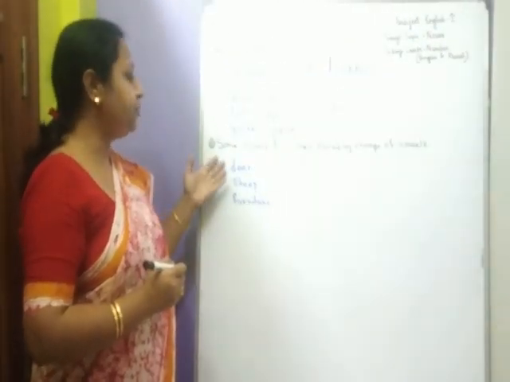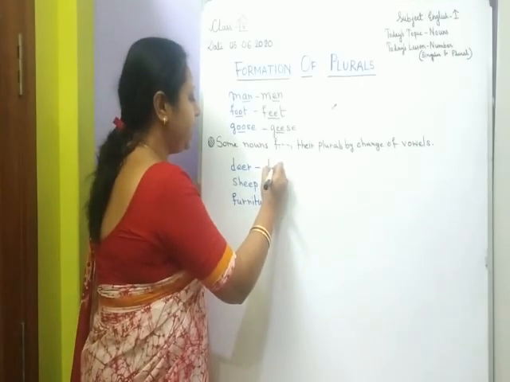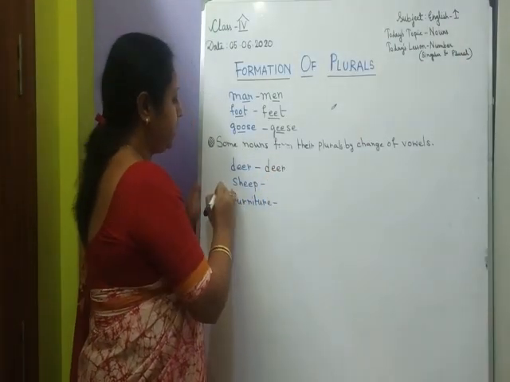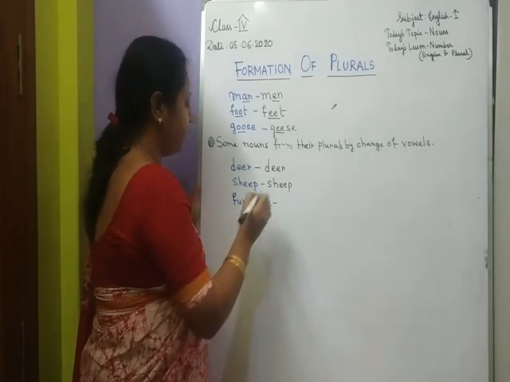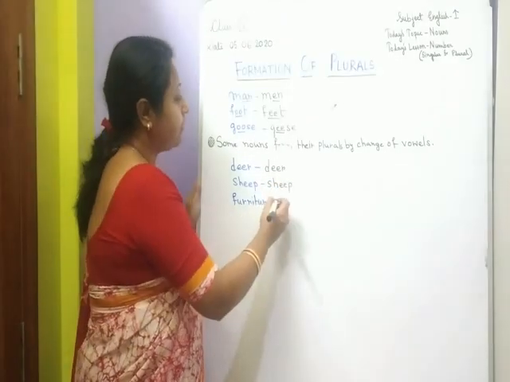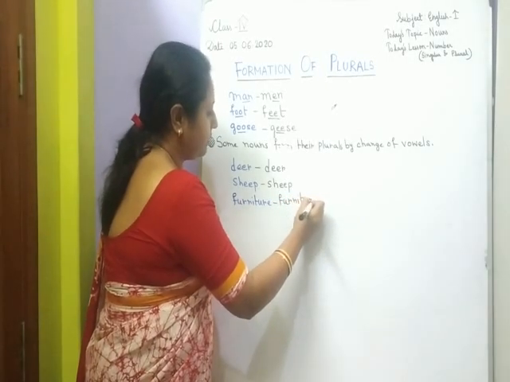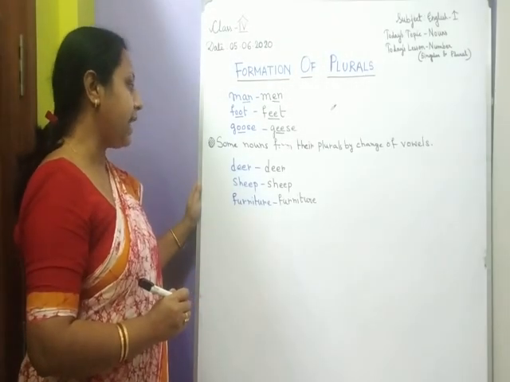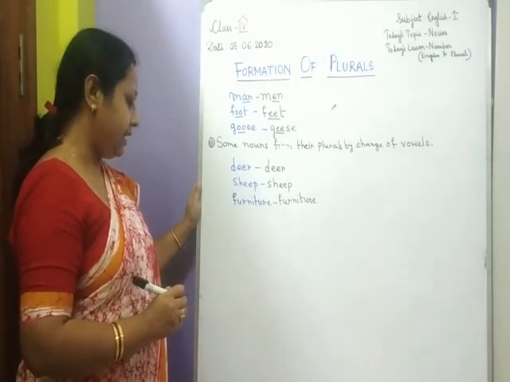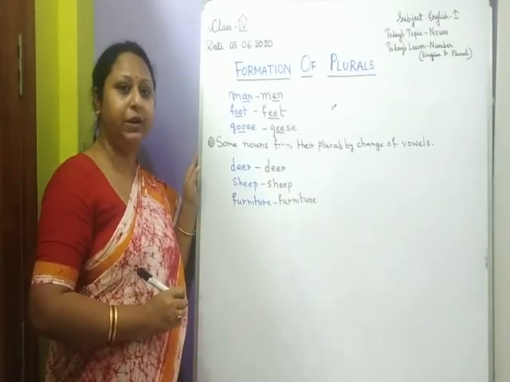Now let us come to these nouns. Deer. The plural of deer is deer. Sheep. The plural of sheep is sheep. Furniture. The plural of furniture is furniture. So we must remember that some nouns have the same form in the singular as well as in the plural.